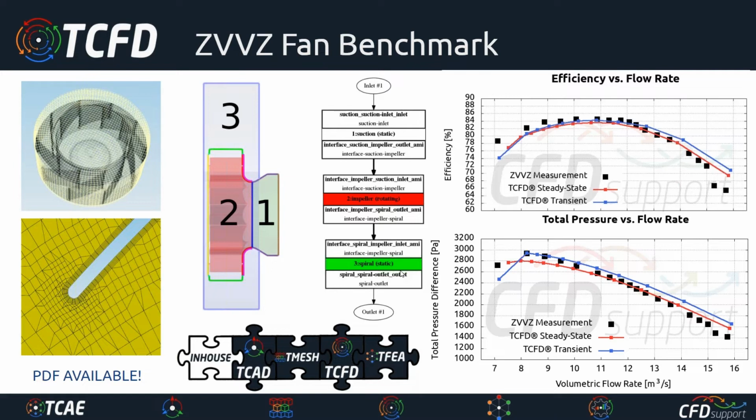Below you can see the workflow scheme. The original geometry was designed in the ZVVZ in-house code. The geometry was created from the parameters using the TCAE module. The mesh was created in TMesh using SnappyHexMesh, and the simulation was run in TCFD. So we made both steady state and transient simulations, and on the right hand side you can see the comparison of the results.